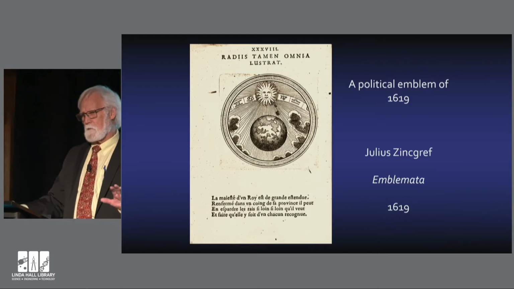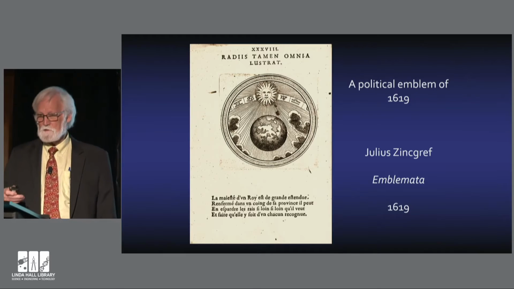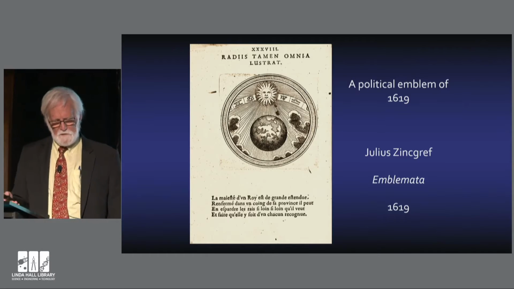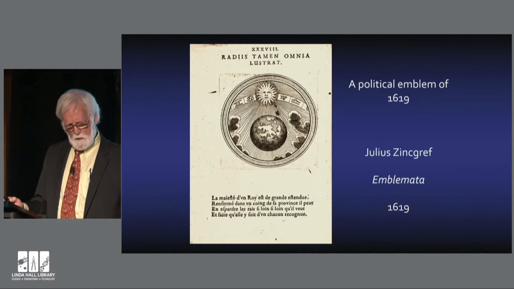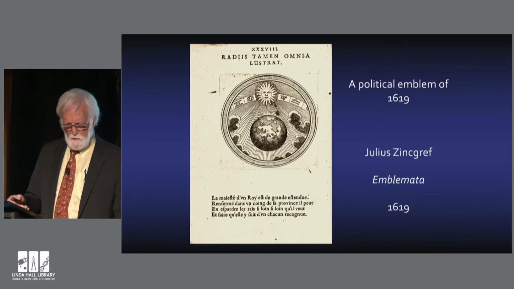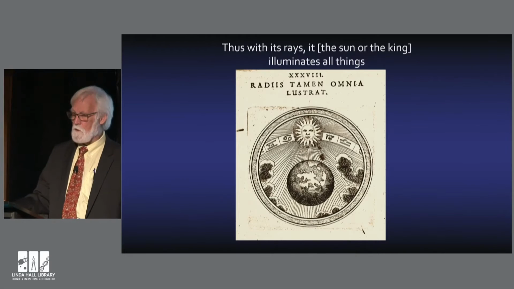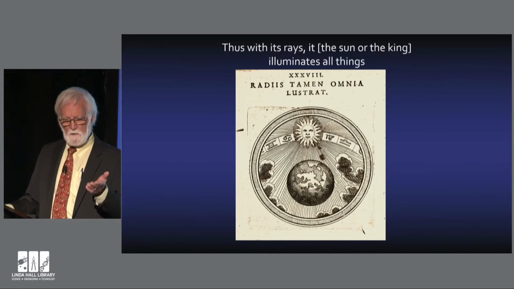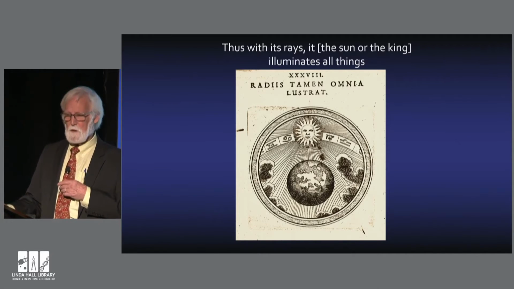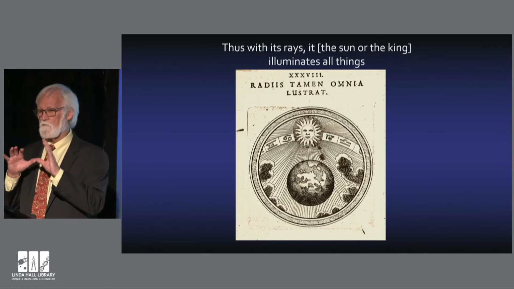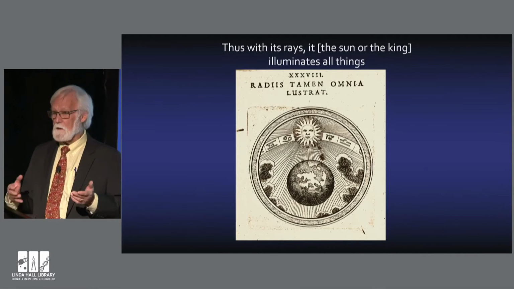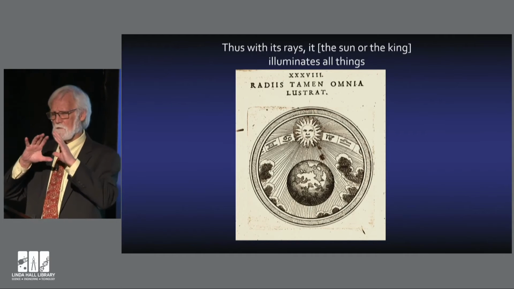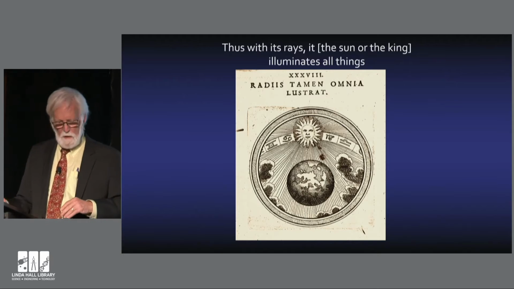This is another one that we don't have. This is a political emblem. I want to use it just to show you how you use an emblem, if you're a scientist, for example. This political emblem from a book by Zincgref shows the Earth, and then it shows the sun in the zodiac, and then it has a motto at the top, and the motto means, thus with its rays, and it's intended as an emblem for a king. So the king illuminates all things, just as the sun makes its presence known in the world by its radiation.